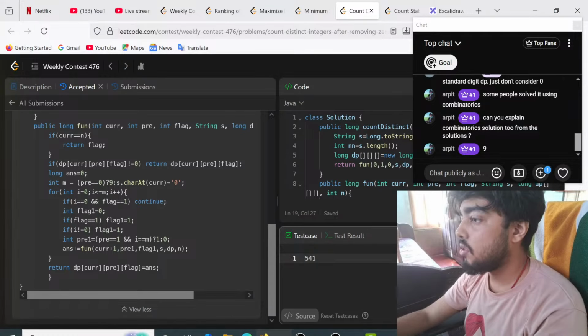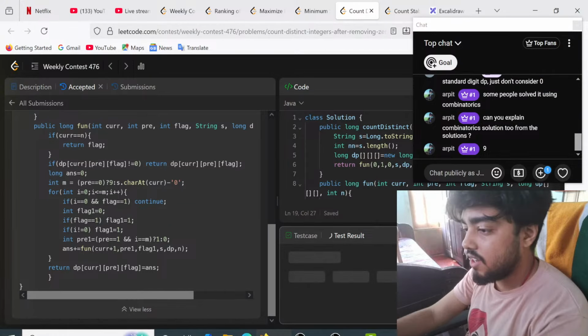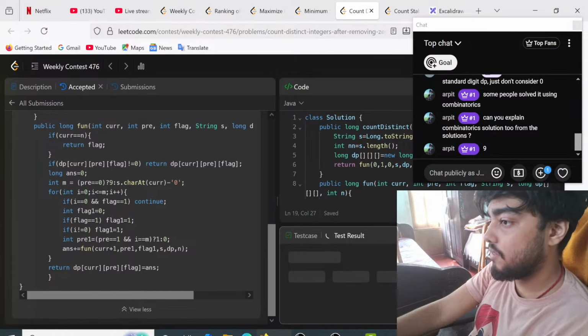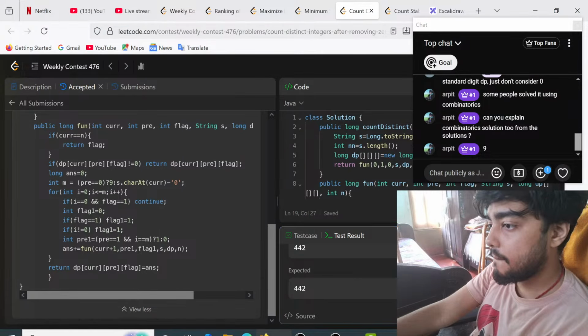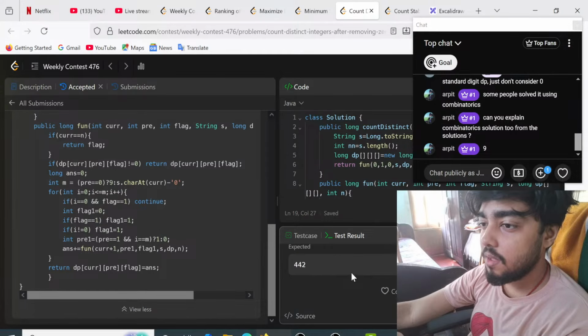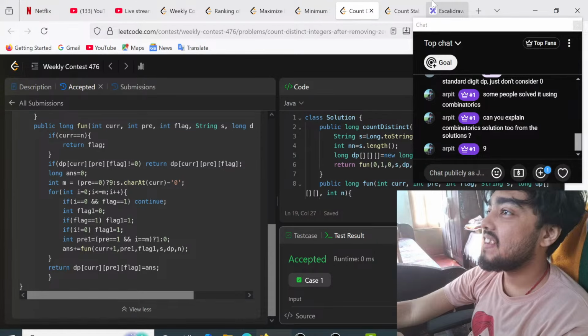We won't waste time on this, okay? If the solution is not coming... 432 is a little bit difficult to come, I think. I think I'm going wrong somewhere. Oh my god, it's 442 only. We are very close. We are really close, okay.